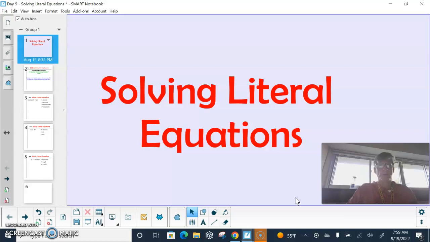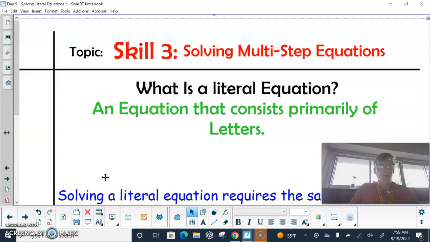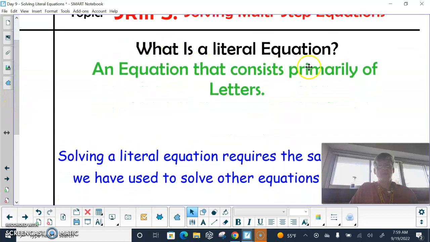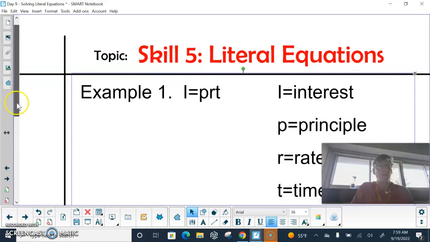Here we go. Solving literal equations. So this is basically the same process that we've been doing. A literal equation has primarily letters in it, so it's going to look a little weird at first. These are often from formulas that are quite common, but sometimes we need to rearrange the order of them. Solving a literal equation requires the same steps that we use to solve the other equations in class, so it shouldn't be a big deal in that regard.